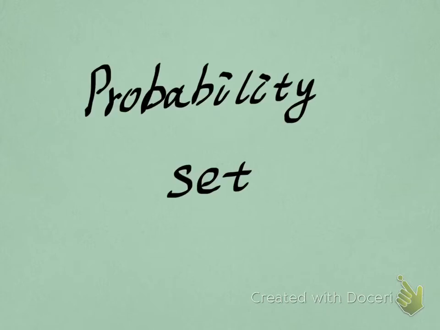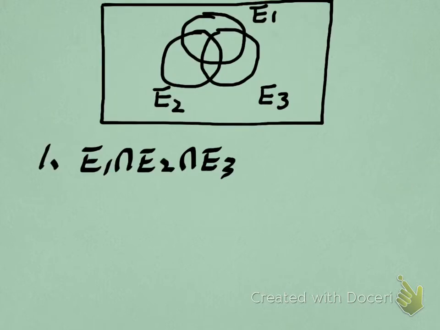In our last video, we already covered the distributive laws and De Morgan's laws of sets. So in this one, let's look at this. If we have three sets, denoted by E1, E2, and E3, here E1 is a circle on the top, E2 is a circle on the left bottom, and E3 is a circle on the right bottom.